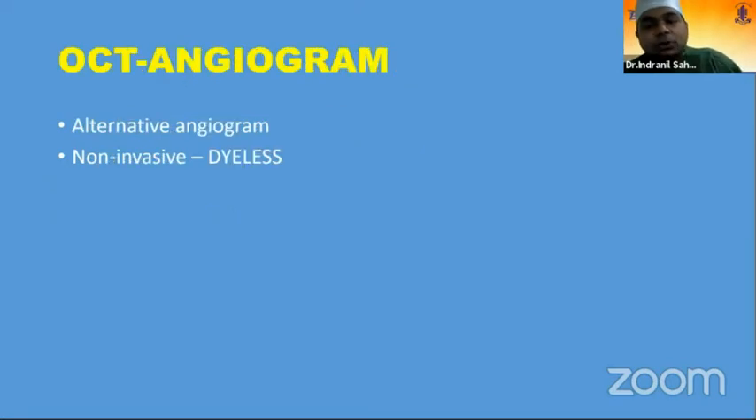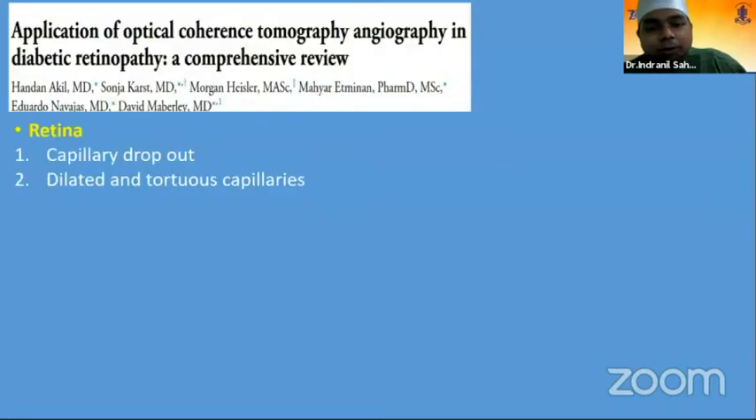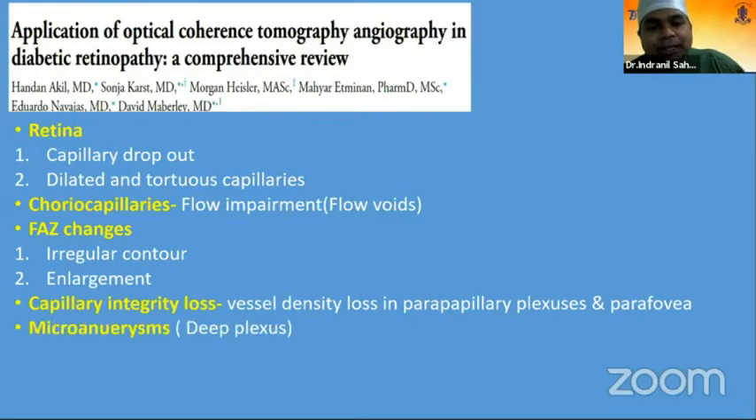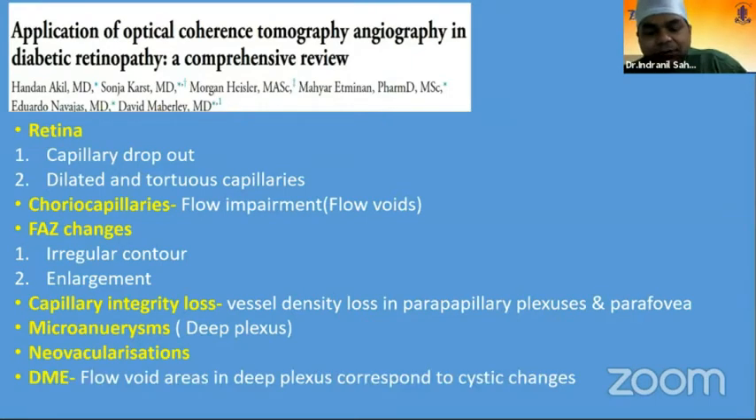OCT angiogram scores here as an alternative method which is non-invasive, which is the most attractive factor. The second thing is that the operator and the patient have more time compared to the limited time in an FFA. So what are we looking at when we do an OCT angiogram? In the retina, we are looking for capillary dropout areas and dilated and tortuous capillaries. In the choriocapillaris, we're looking for flow impairment or flow voids, phase changes, irregular contour or enlargement, and capillary integrity loss. We also look for microaneurysms, which are more appreciated in the deep plexus, and any evidence of neovascularization. DME is seen as flow void areas in the deep plexus corresponding to the cystic changes.